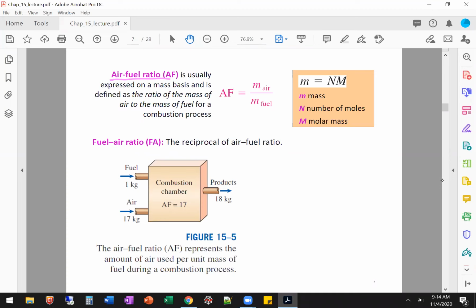So an air to fuel ratio is on a mass basis. You have your mass of air over mass of fuel. Fuel to air ratio is just the reciprocal. That would be fuel to air, which would just be mass of fuel over mass of air, okay?